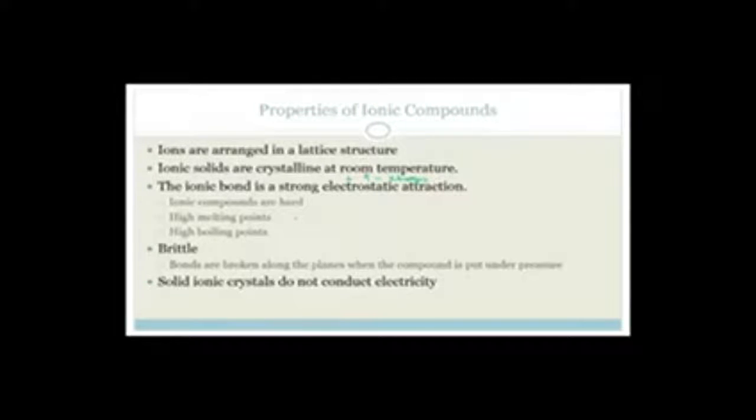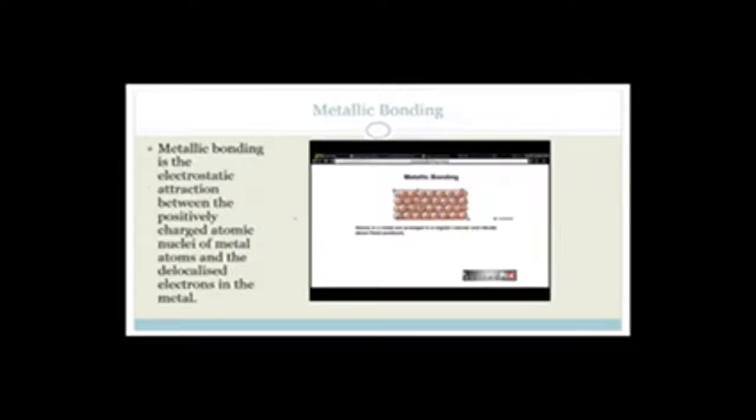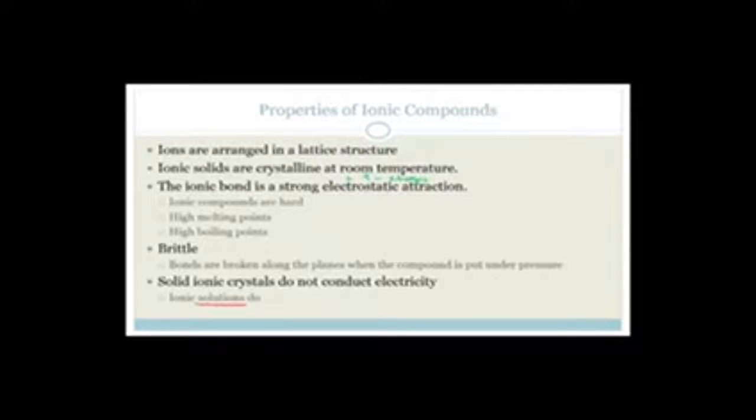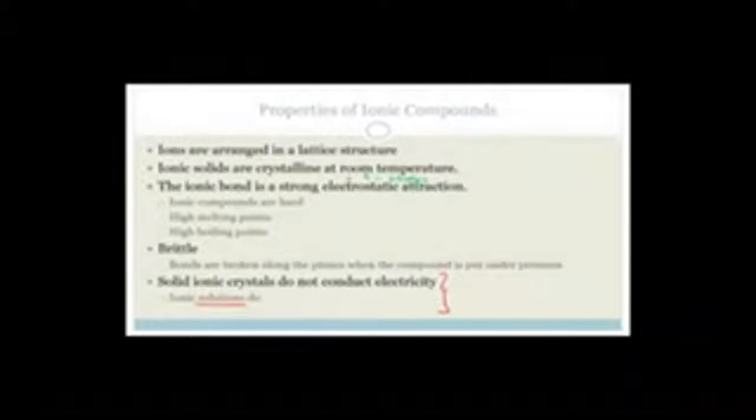Solid ionic crystals do not conduct electricity, but here's the big thing. Ionic solutions do, and notice we said solutions. And this, guys, is a very typical exam question, because the teacher will say, what type of bonding does a substance have if when they're solid, they do not conduct electricity, but when in solution or molten, they do? And the correct answer is ionically bonded compounds. And the reason is that when they are solid, there are no free ions, okay? But when they form solutions or they've melted, they've got free ions. And it's these free ions that transfer electricity, okay?